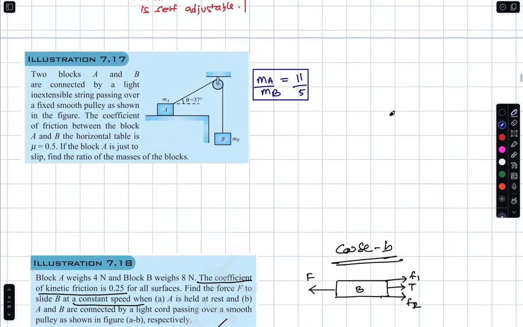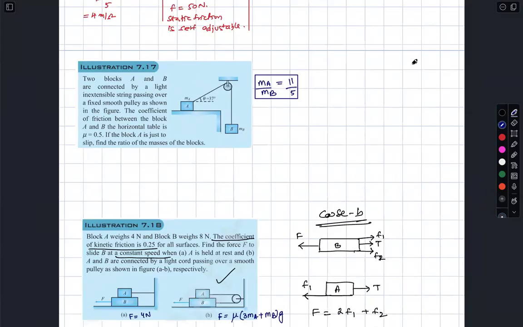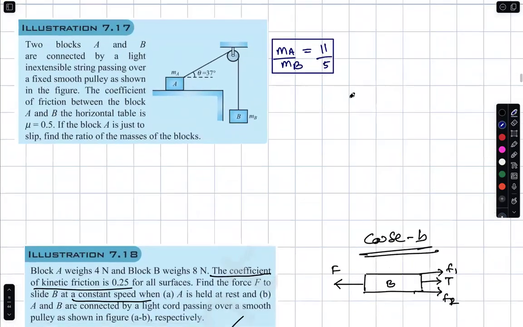Yeah, we'll take up this case now. Go through the question, please. Two blocks A and B are connected by a light inextensible string passing over a fixed smooth pulley as shown in the figure. The coefficient of friction between the blocks A and B is mu equal to 0.5. If the block A is just about to slip, find the ratio of the masses. The angle is fixed here. You know this.